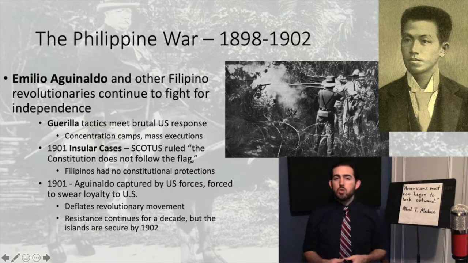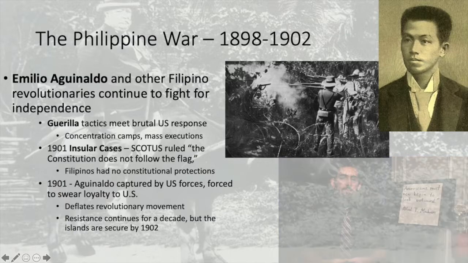To make matters worse for the Filipinos, in 1901, the Supreme Court determined in a series of decisions known as the Insular Cases that people living in U.S. territories abroad, like Puerto Rico and the Philippines, were not entitled to the rights and protections provided by the Constitution. These rulings legitimized the American tactics in the Philippines and stripped the Filipino people of any legal recourse against the United States.